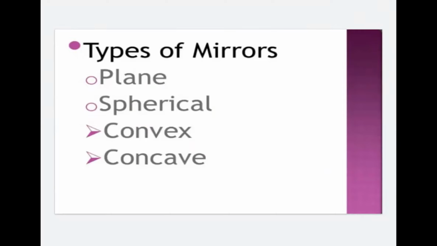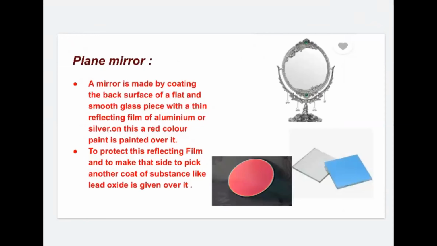concave types of mirror. So when we speak about the plane mirror, a plane mirror is made by coating the back surface of a flat and smooth glass piece with a thin reflecting film of aluminium and silver. And a paint is coated over it. This is to protect this reflecting film, and to make the side tough, another coat of a substance like lead oxide is given to it.